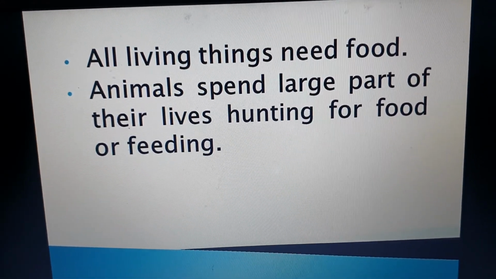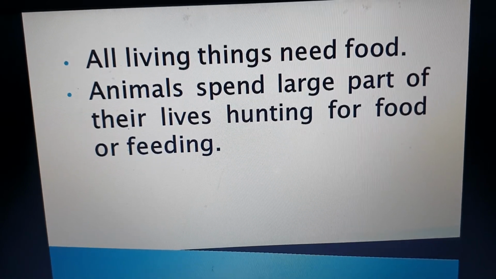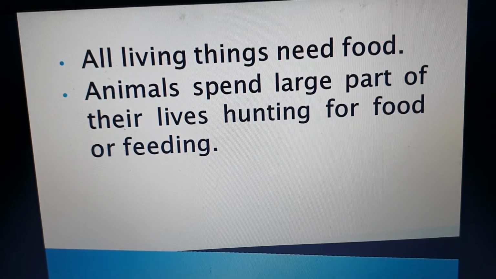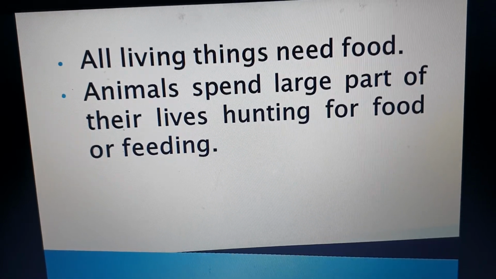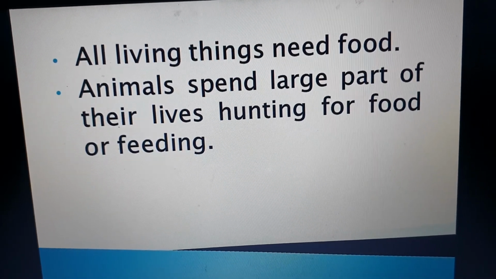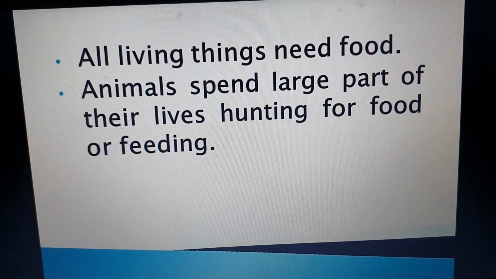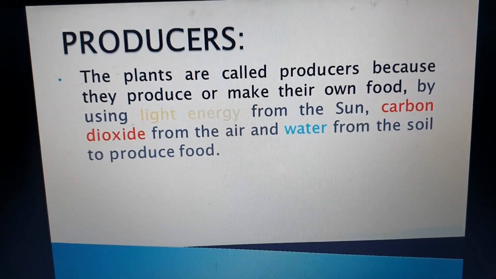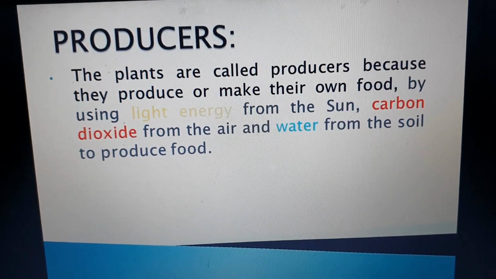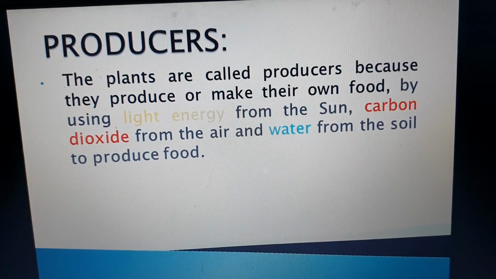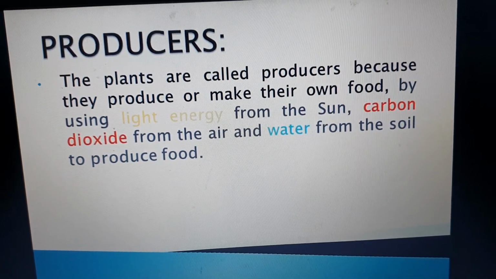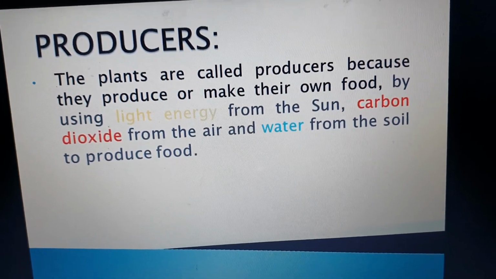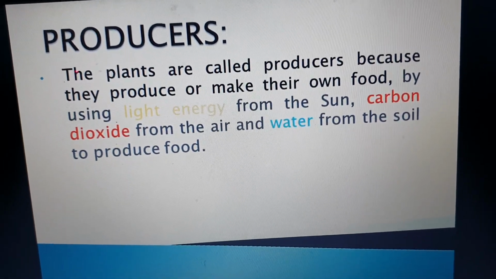As we all know, all living things need food for their survival. So animals spend a large part of their lives hunting for food or feeding. First of all, we'll start with the term producers. As the name indicates, producers means to produce or to make their own food. And who are the producers? The plants. The plants are called the producers.